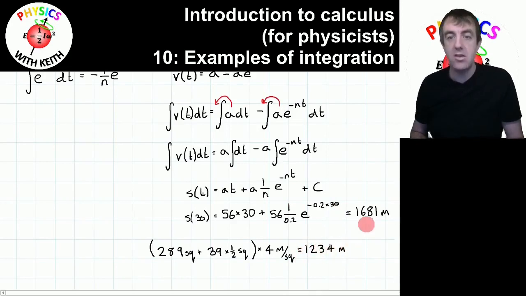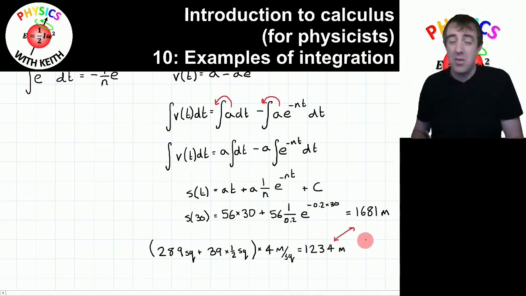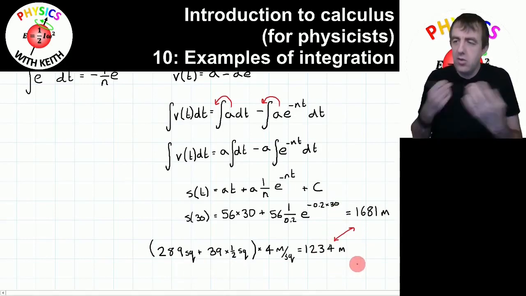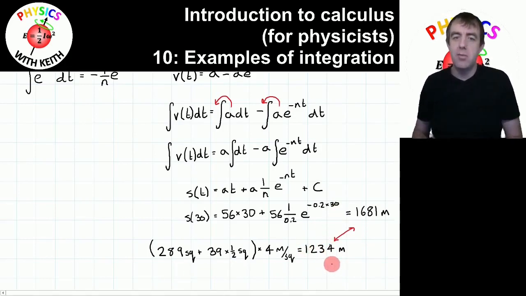1,234 meters. You notice a little bit different there. It's not the same. It's about 27% smaller, so it's not great counting the squares. It will do, gives us a ballpark figure, but it is only an approximation. Unless I've made a mistake in counting the squares, and please do double check for me.